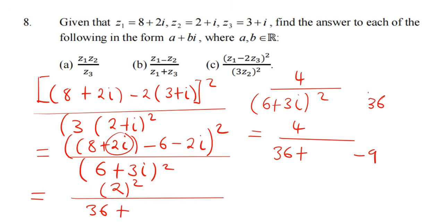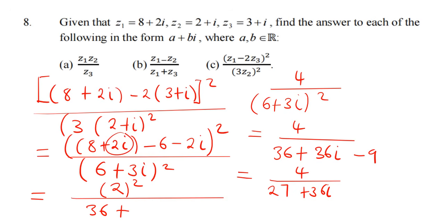No, that is 12. Okay, and then the 12 multiplied by the 3i, we're going to have 36i. Then we're going to have 4 there. Then we've got 36 minus 9. 36 minus 9, what does it give us? It gives us 27. Then we've got a plus 36i.